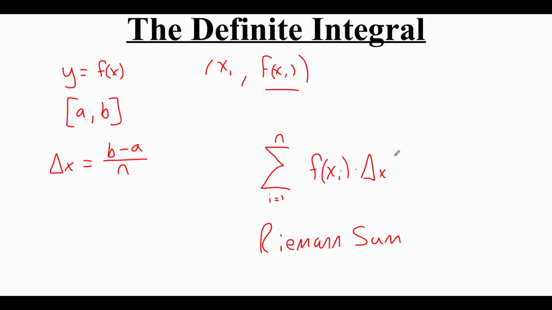This is basically a fancy math way of saying that we're finding all of these different rectangles underneath a curve, finding the area of each one, and then adding them all together. Now, if we take the limit of this Riemann sum as n approaches infinity, that's going to give us the exact solution for the area underneath that curve, as opposed to just a general approximation of the area. And that limit, if it exists, is called a definite integral.